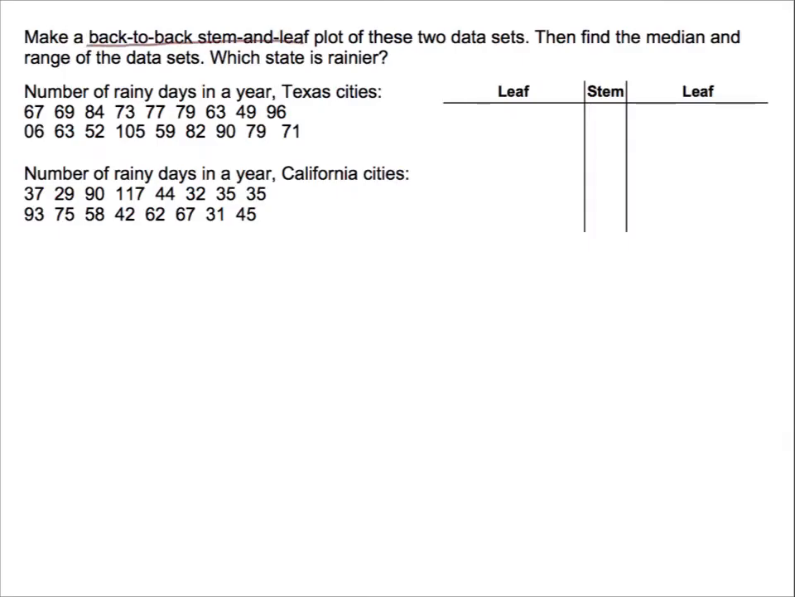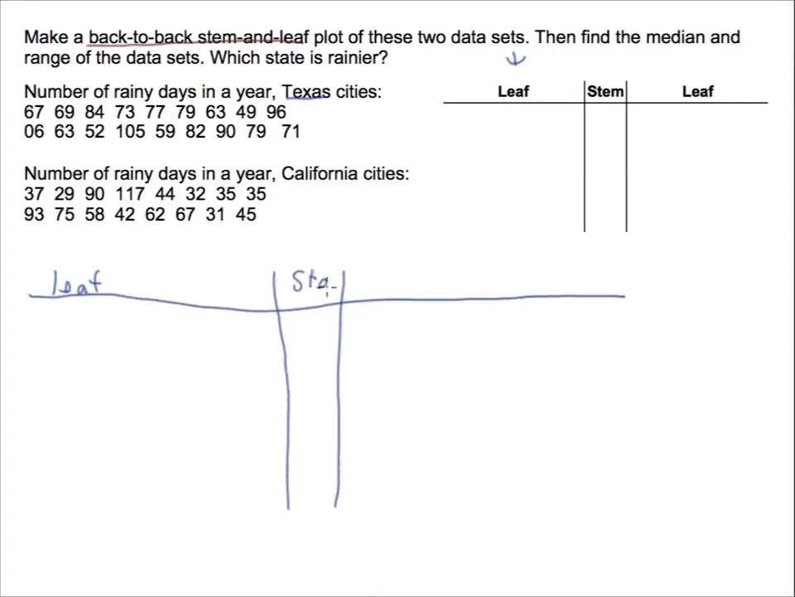Another common way we're going to do stem plots is a back-to-back stem and leaf plot. That's where you put two data sets that are comparing basically the same information. So here I have Texas rainy days versus California rainy days. I'm going to do Texas rainy days in blue, and they're going to be to the left. And then I'm going to do the California rainy days to the right of the stem. But both data sets always have to use the same stems.